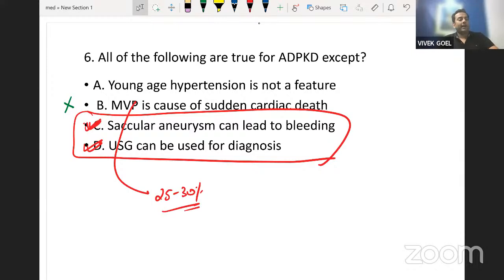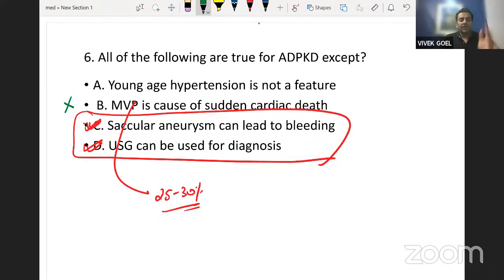Now, I wouldn't endorse any unfriendly comments in the chat box. Please, it has to be a very, very healthy discussion. So Dr. Shaz Merchant says that it was given MVP is present in 50% patients. That again is wrong because it is given present in only 25% of patients. Whatever be it, MVP as a cause of sudden cardiac death is a wrong statement.